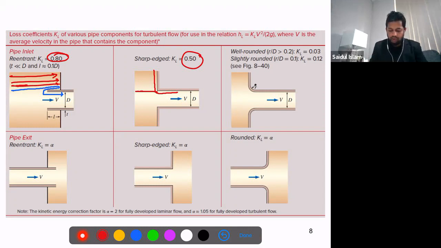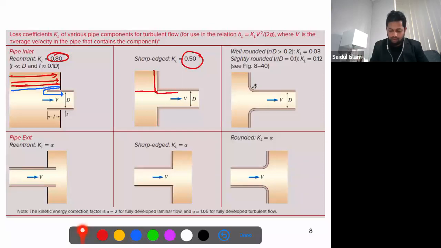Now, what about the pipe exit? So this is for the inlet. The inlet design is really important. I'll show you one chart later on. But when it is the exit, this is the inlet and this is the outlet. So when, let's say, the pipe is coming this way and it is just going up outside through these outlets, it doesn't affect the overall performance.